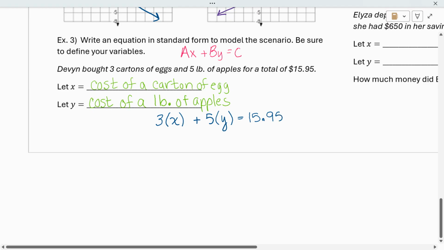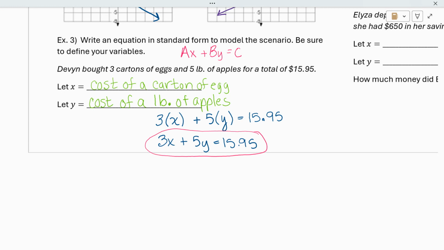$15.95. Do I need those parentheses around the X and the Y? No, I don't. So I'm just going to rewrite it so you can see it. 3X plus 5Y equals $15.95. This is going to be useful because we're starting systems of equations on Wednesday, and a lot of our word problems for systems are written in standard form. So it's important to know how to write them, okay?